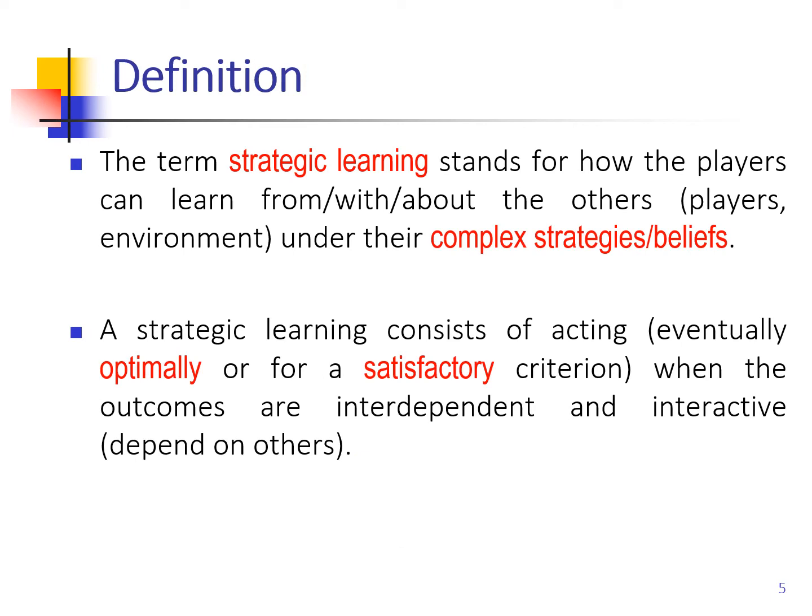So what is actually the definition of strategic learning here? Just for sake of definition, the term strategic learning stands for how players learn from other agents, right? And their complex strategies and beliefs. And we'll see what we mean by beliefs here. Strategic learning consists of acting in an environment, either optimally or by a satisfactory criterion. As I said before, it could be following a Nash or, for example, a satisfaction equilibrium, where the outcomes of the game are interdependent, obviously, and happen in a dynamic manner. This is what we call interactive.